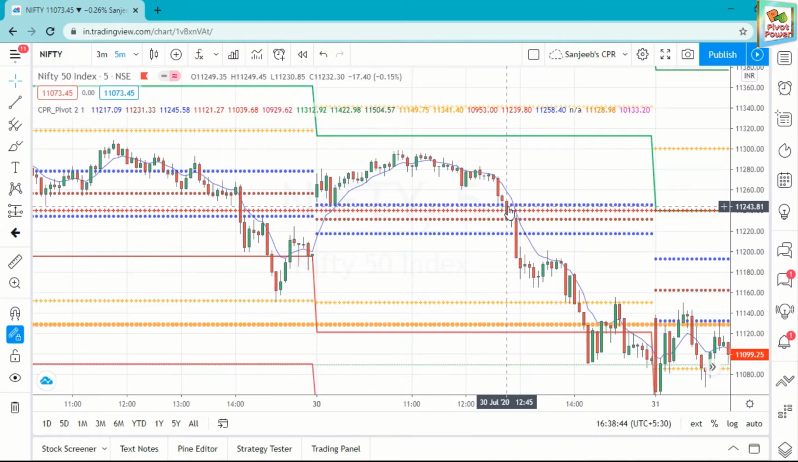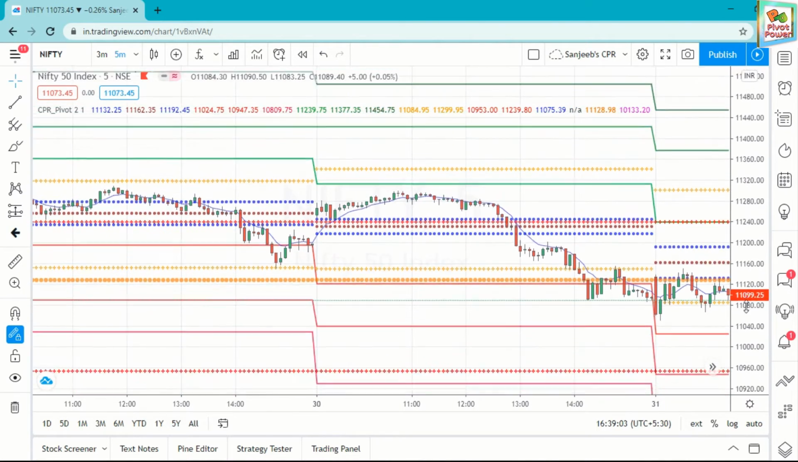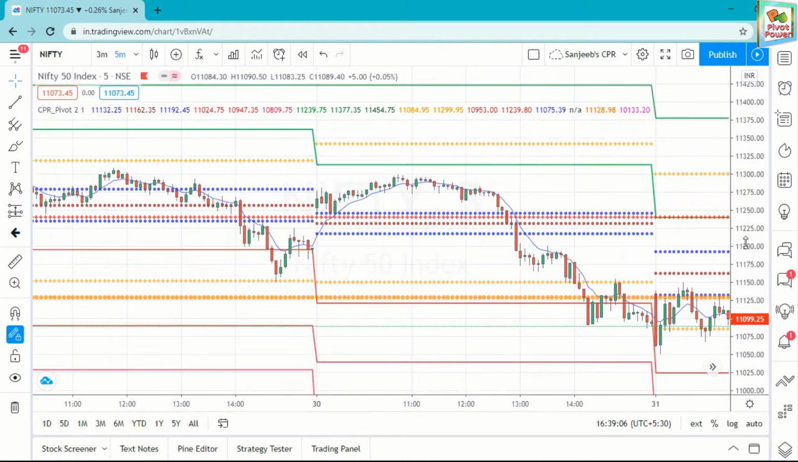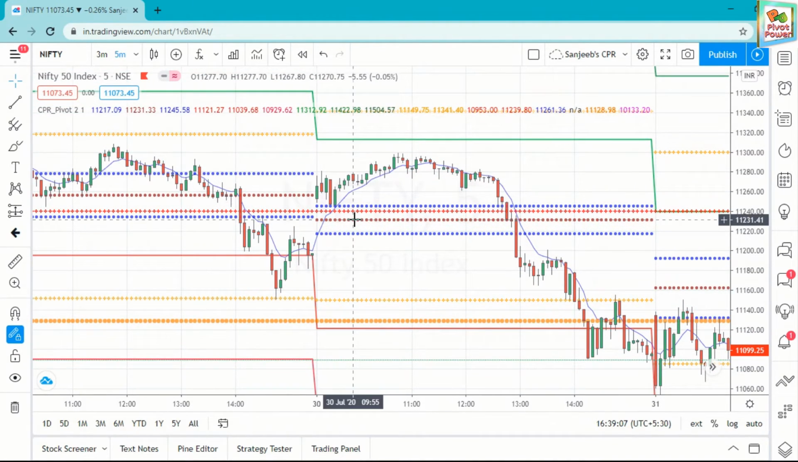See, the 12:45 candle breakout happens, and it also breaks the weekly high. Yes, this is the previous week high. It also breaks, and the top CPR also breaks. Then this is a good entry in this candle.